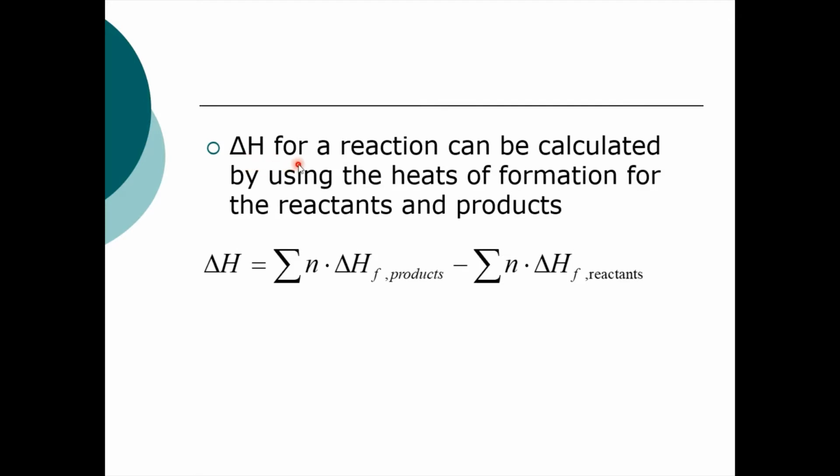So that means that the delta H for a reaction can be calculated by using the heats of formation for the reactants and the products. I'm not going to go into all the details of how we can use the heats of formation to represent a whole bunch of equations adding up to the equation that we're looking for. The question is going to give you the equation.